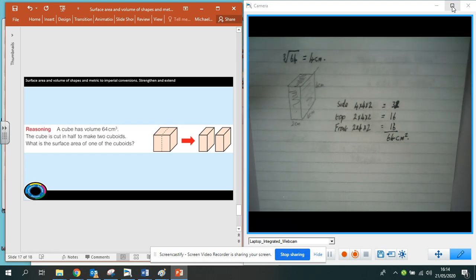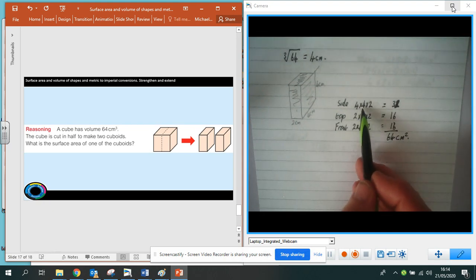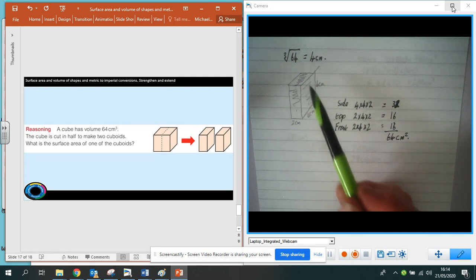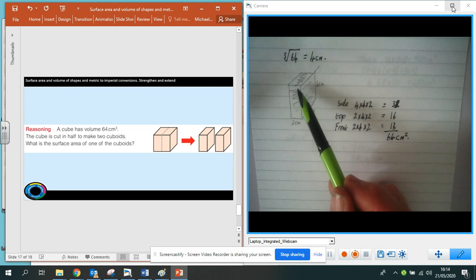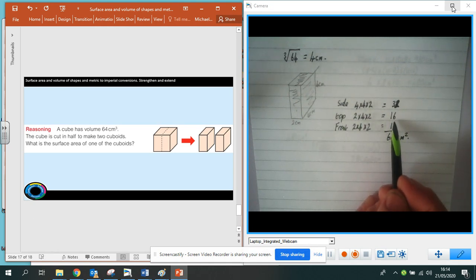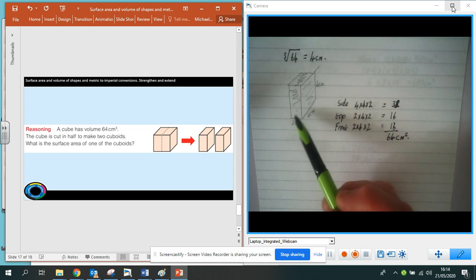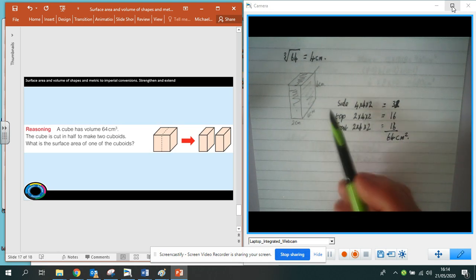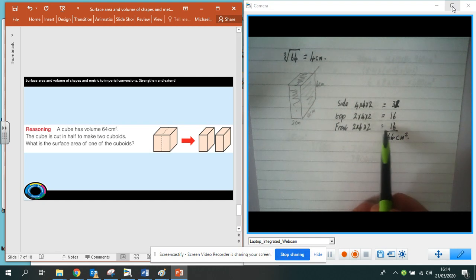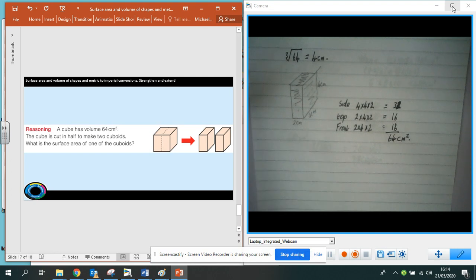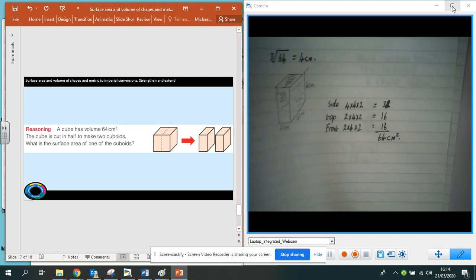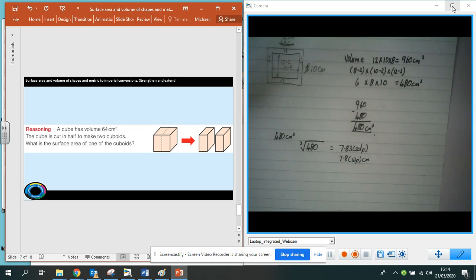So, working my way through it, my side, 4 times 4 times 2 for 2 sides is 32. Top, and of course the bottom, 2 times 4 is 8, times 2 is 16. And the front, 2 times 4 is 8, times 2, front and back, is 16. So if I add those three together, I get 64 square meters. So the surface area of that cube is 64 square meters, which is the same as the existing volume.